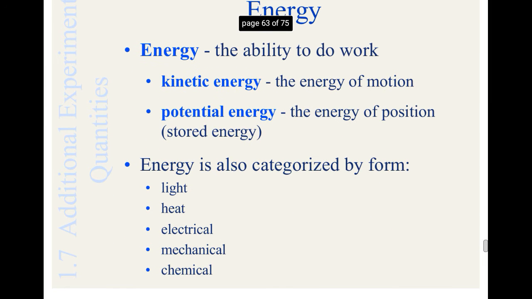Energy is defined as the ability to do work. So a couple of types of energy: kinetic energy or potential energy. Kinetic energy is the energy of motion, whereas potential energy is the energy of position, so that's what we call stored energy sometimes. Energy can also be categorized according to form, and there are several different forms of energy here: heat energy, light energy, mechanical, chemical, and electrical.